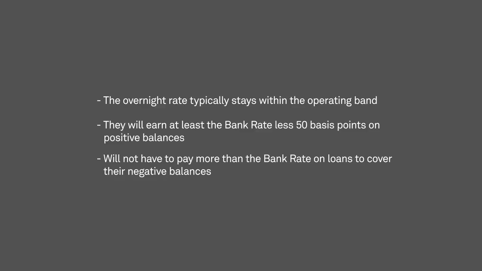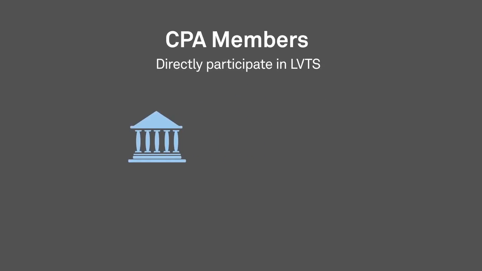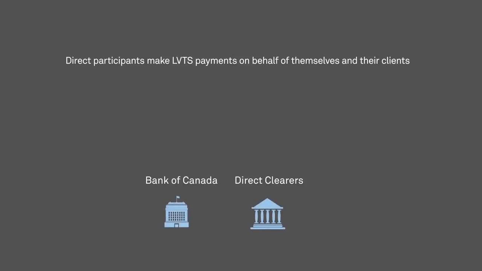The fourth key player is the group of CPA member FIs who directly participate in LVTS. These include all of the major domestic chartered banks, some foreign bank branches, and other financial institutions. A complete list of the direct participants in LVTS is available on the CPA website, www.cdnpay.ca. These direct participants make LVTS payments on behalf of themselves and their clients.